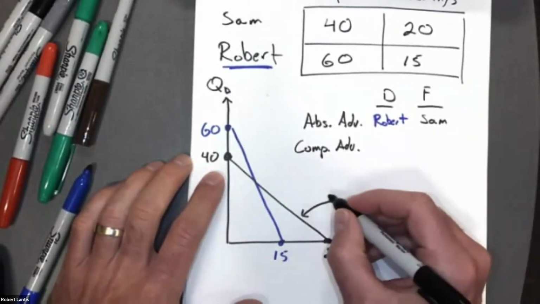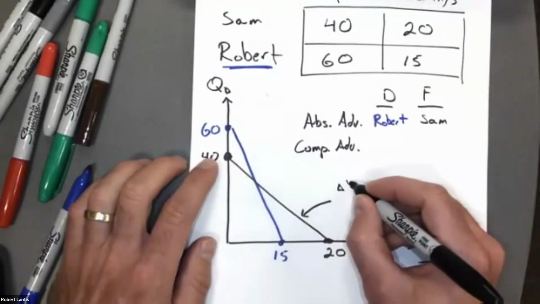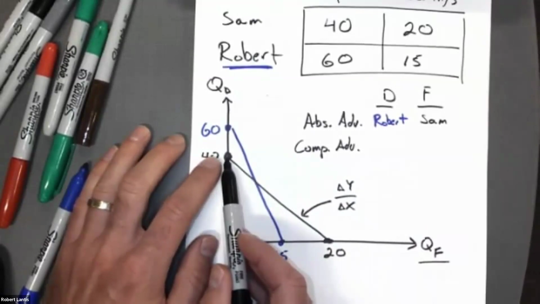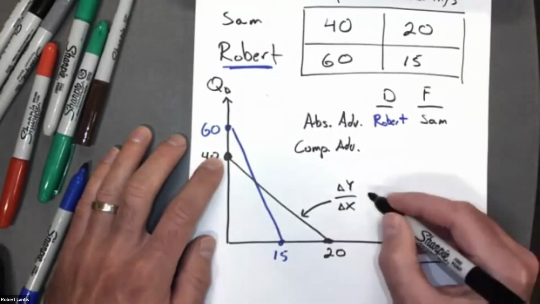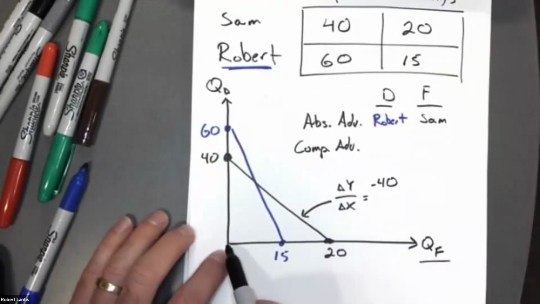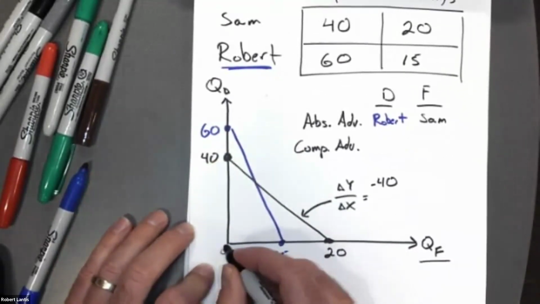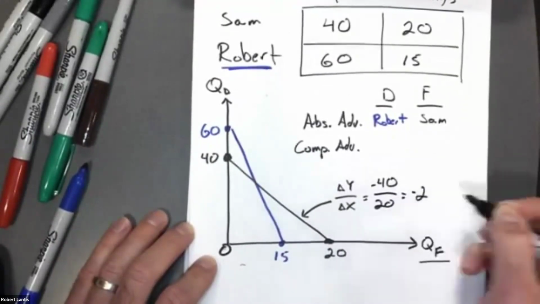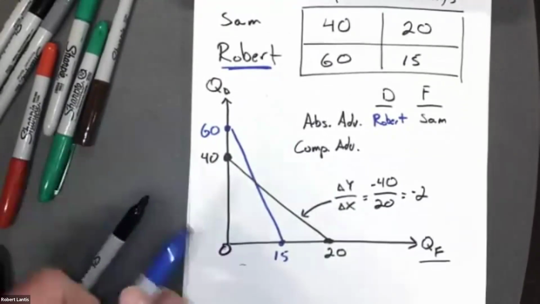So here I've got what? Change in y over change in x is how I calculate the slope. So for Sam, the y value is going down by 40. The x value is going up by, remember this is the 0 point, going up by 20. So the slope is -2.